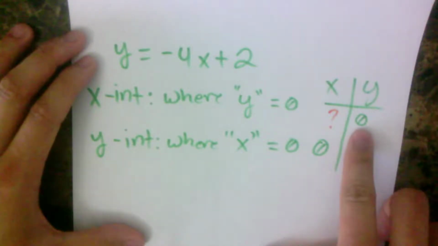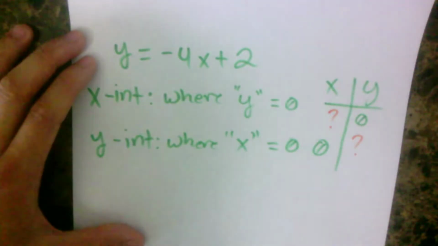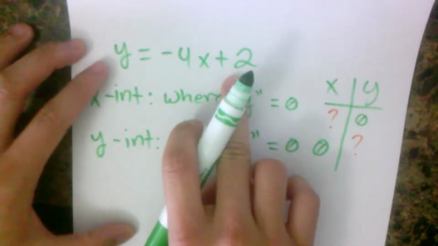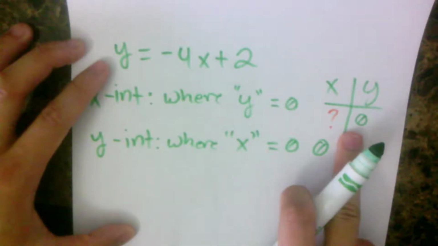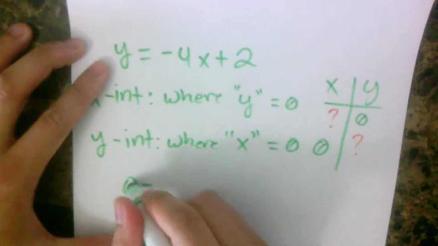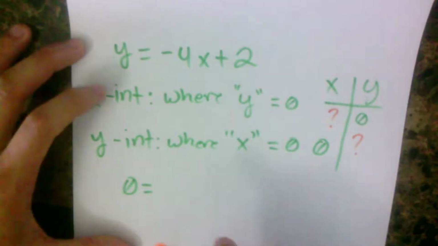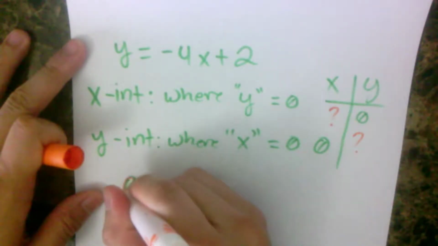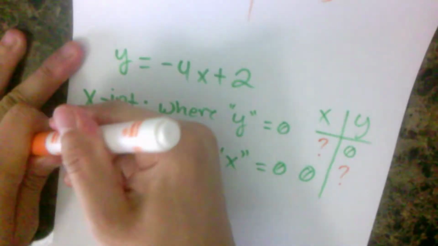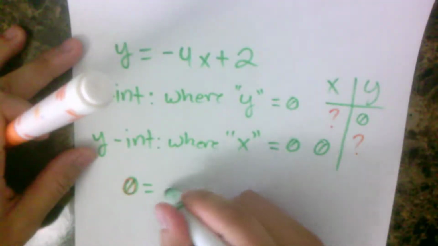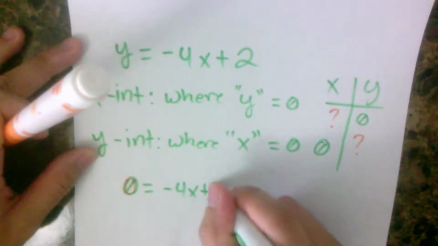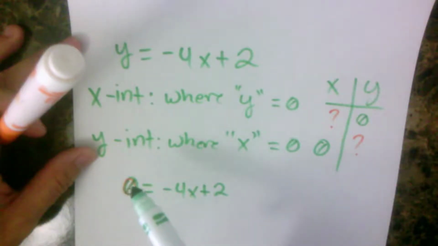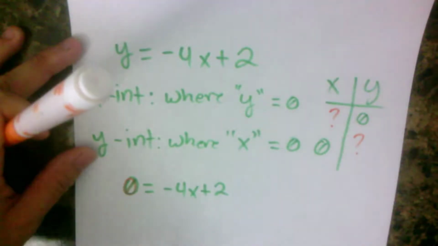Let's test what happens when y equals 0. So instead of y is equal to negative 4x plus 2, you're going to rewrite this. Instead of y, we write 0. So 0 is equal to negative 4x plus 2. You'll notice that everything in the equation stayed the same except the y, because we're testing it now.